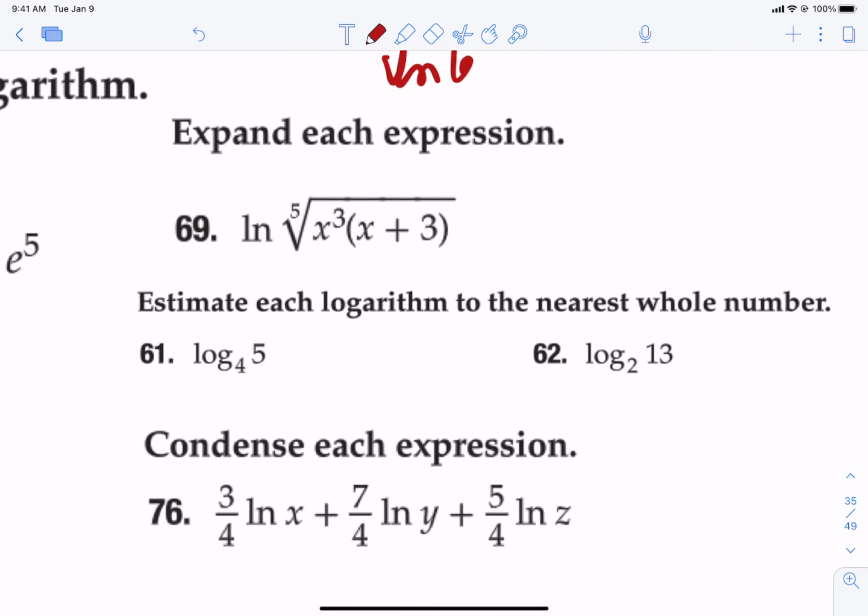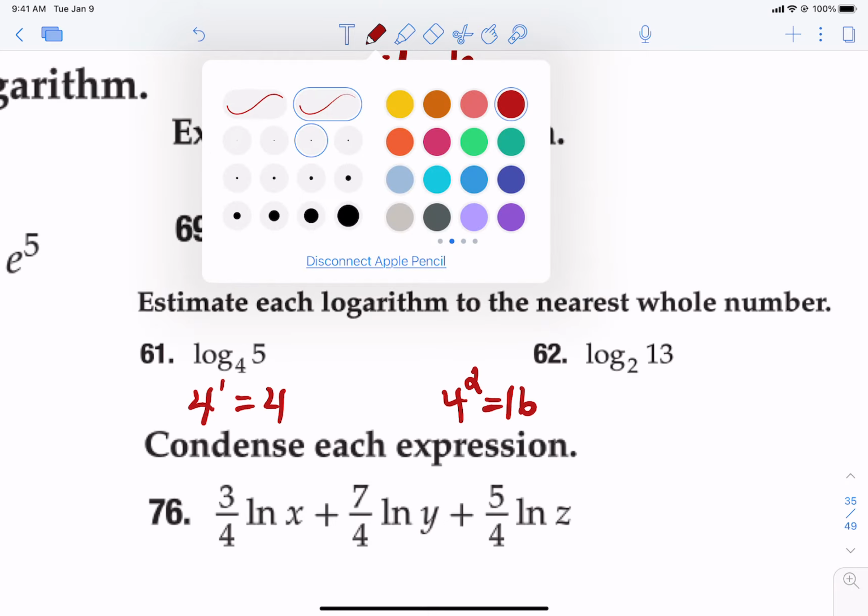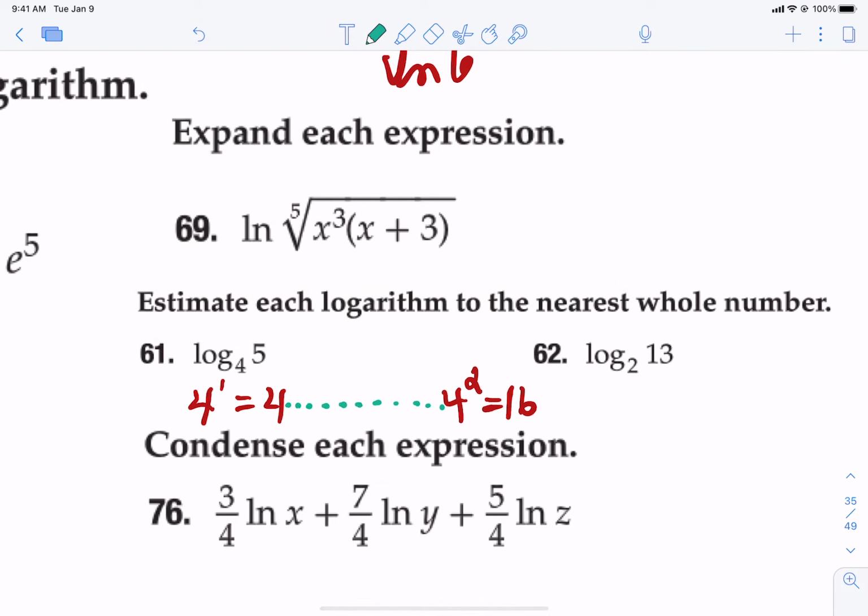Let's look at 61. This one they don't want us to use a calculator. They just want us to estimate the whole number. So let's think of powers of 4. 4 to the first is 4. 4 to the second is 16. Now let's think on a number line. Between 4 and 16, the number 5 is much, much closer to 4 to the first than 4 to the second. So it's going to round to 4 to the first; it's going to be closer to 1 than to 2.